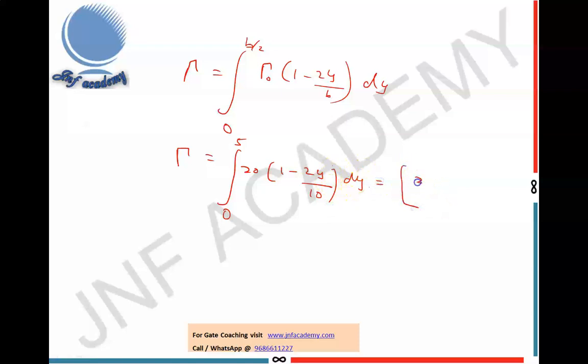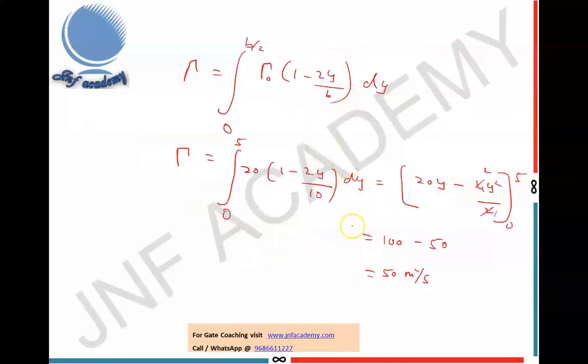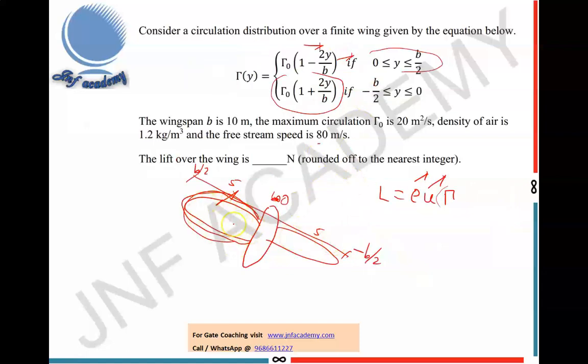If you integrate, you will get 20y minus 4y square by 2, 0 to 5. Then if you substitute the limits, it will become 100 minus, this will become 1 and this will become 2. I think it's 25, so it will become 50. So the net gamma will be 50 meter square by second. But this is for one side of the wing, because we have taken the semi-span function and did this. So this is the gamma for one semi-span of the wing.